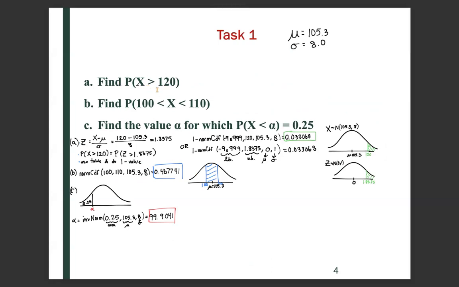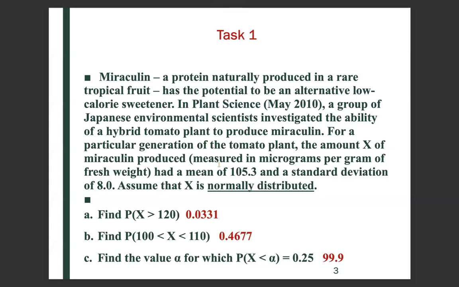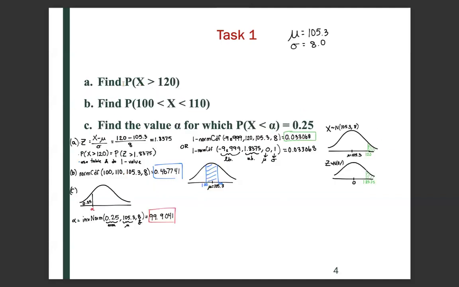So the key information to take away from this prompt is that we have a normally distributed variable X. The mean is 105.3 and the standard deviation is 8. So first, to find the probability that X is greater than 120, there's two ways to do this. First, you can compute a z-score, which takes the normally distributed variable and standardizes it by subtracting the mean and dividing by the standard deviation. A standard normal distribution has a mean of 0 and standard deviation of 1. So I'm going to show you two ways to do this.